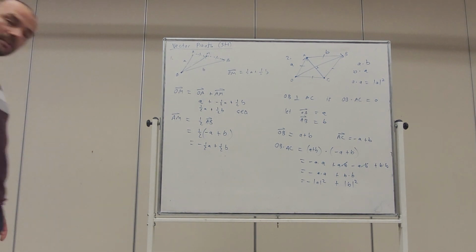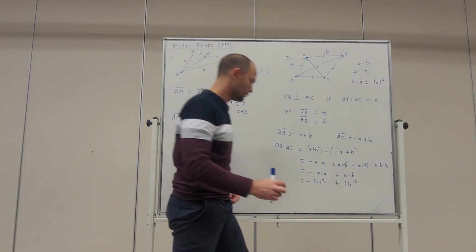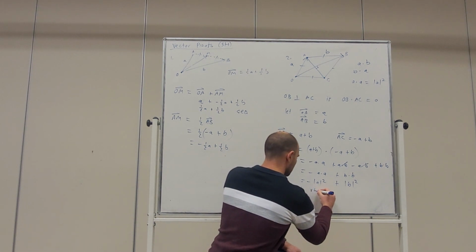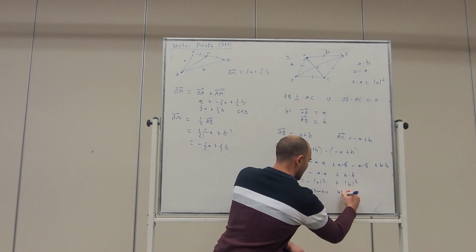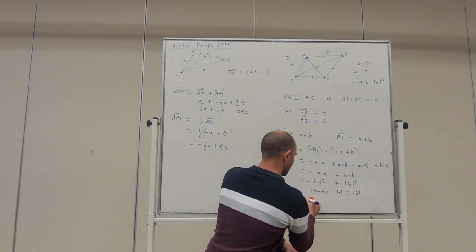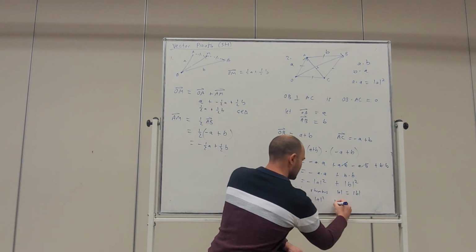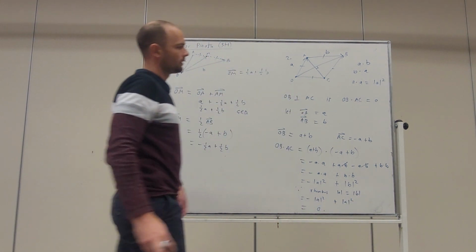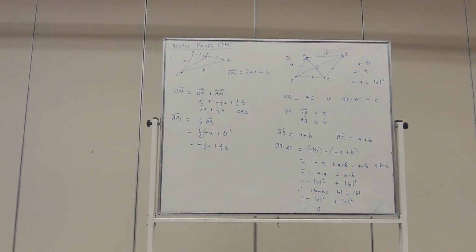Now, because it's a rhombus, the modulus of A is equal to the modulus of B. So we can write that because rhombus, mod A equals mod B. So we have minus the modulus of A squared plus the modulus of A squared, which equals 0. Therefore, OB is perpendicular to AC. So that's question 1 and 2.